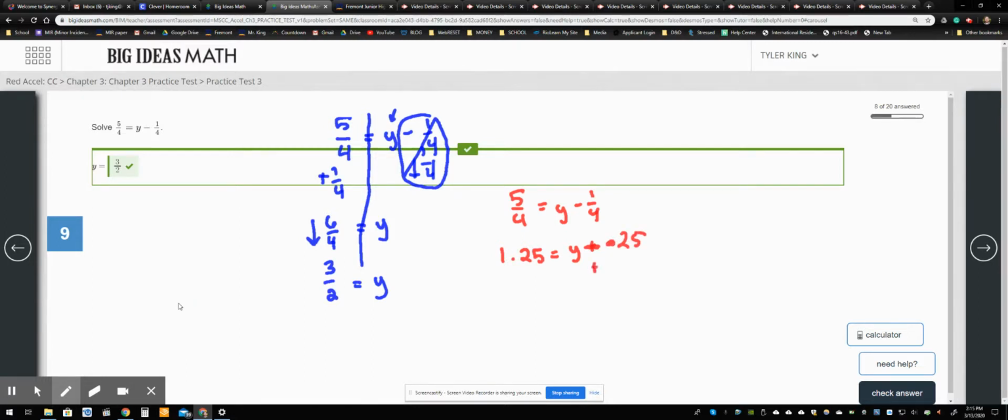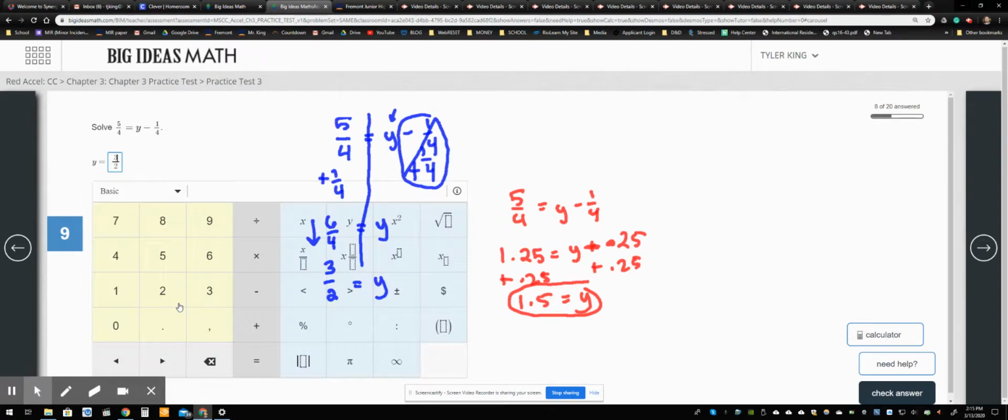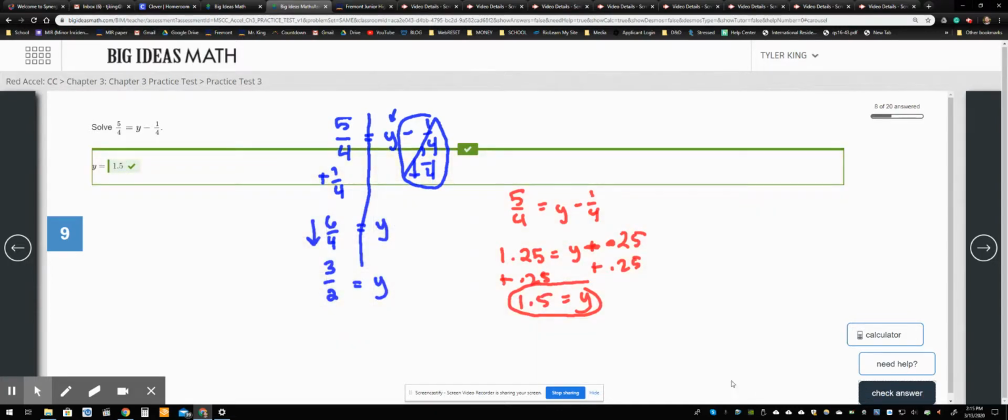If we then add 0.25 here and add 0.25 here, we end up at 1.5 is equal to y, which is the same as 3 over 2. Let's just check to see if they'll accept the decimal version of this. I'm sure they probably will. So we enter 1.5, and we check our answer, and we're good.